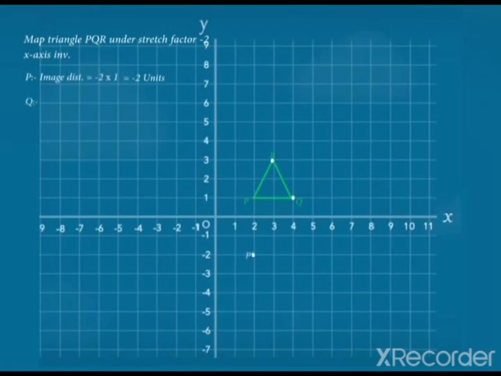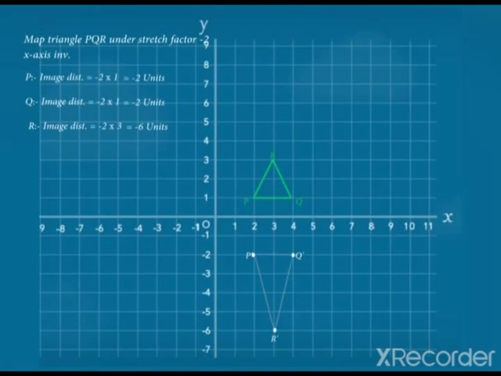Point Q. Distance from the invariant line is 1 unit. M is -2. Image distance is -2 times 1, giving us -2. So again 2 units downwards. Finally, point R. Distance from the invariant line is 3 units. M is -2. Image distance -2 times 3 is -6. So we move 6 units downwards. This is R prime.